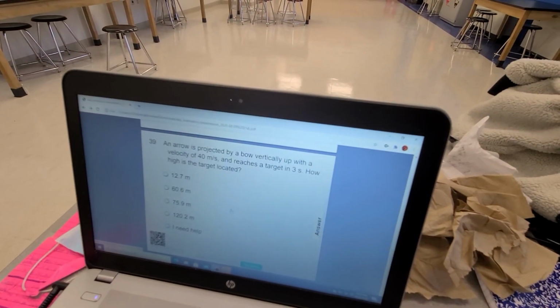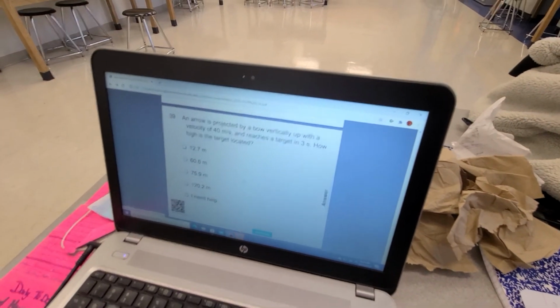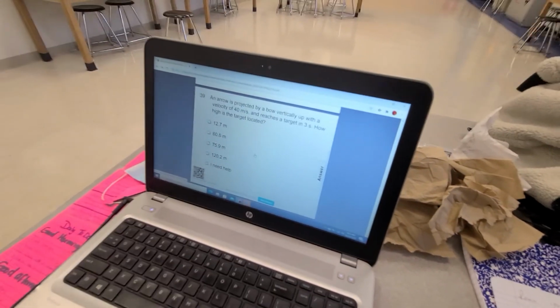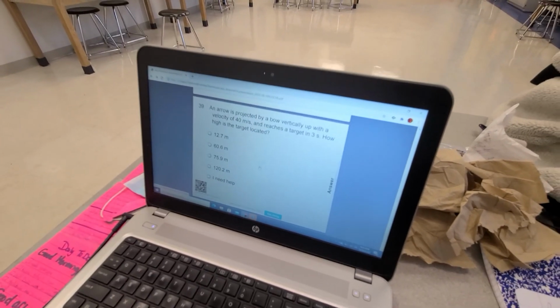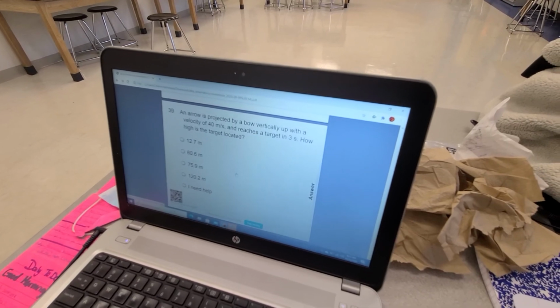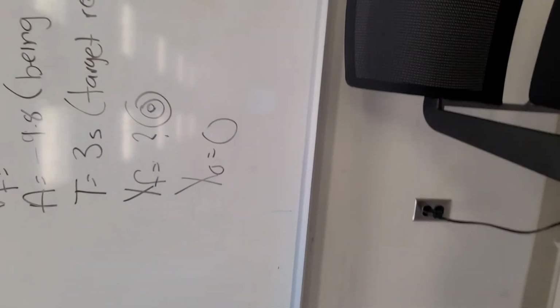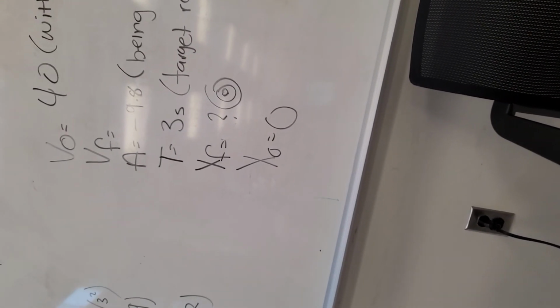Did it hit the target yet? Not yet. Did it come to a rest yet? We don't know what the final velocity is because it never hit the target, nor did it come to a rest. So I can get rid of that.